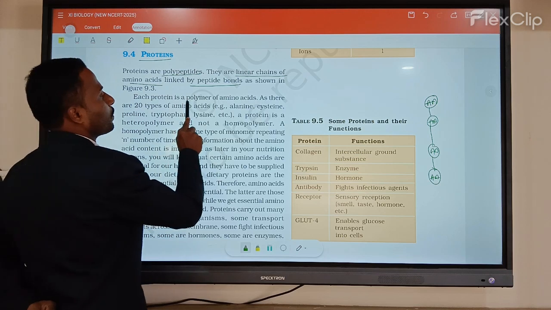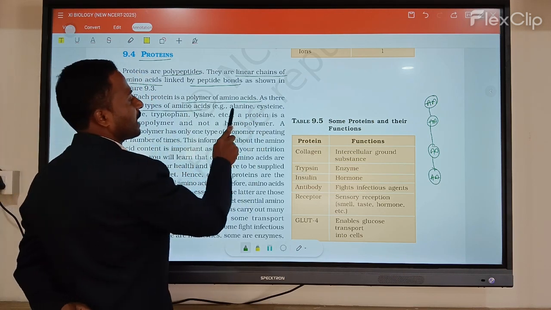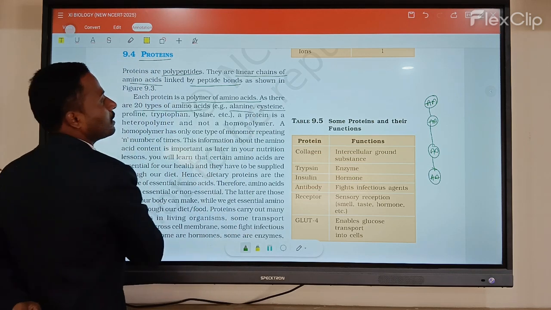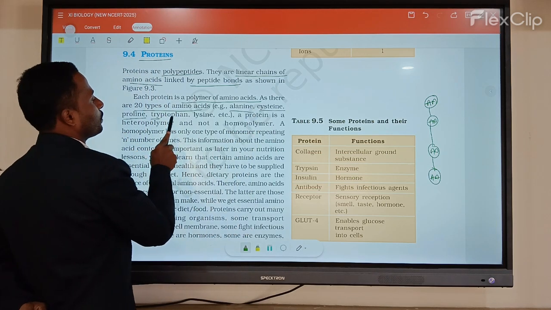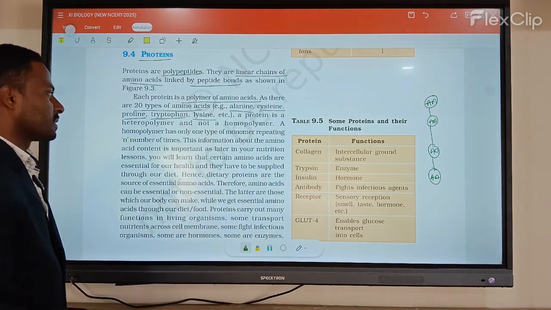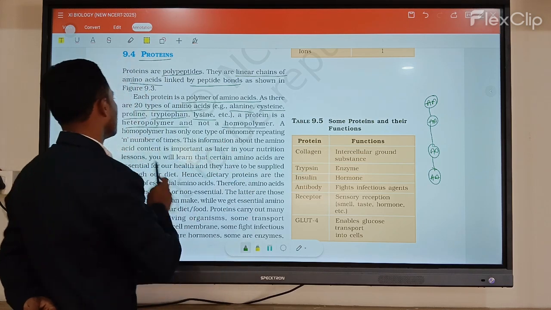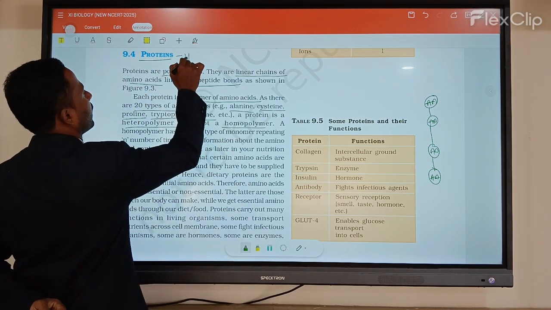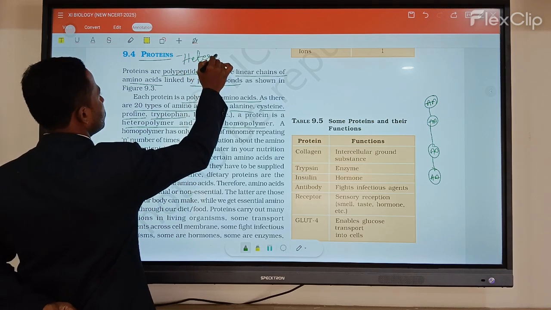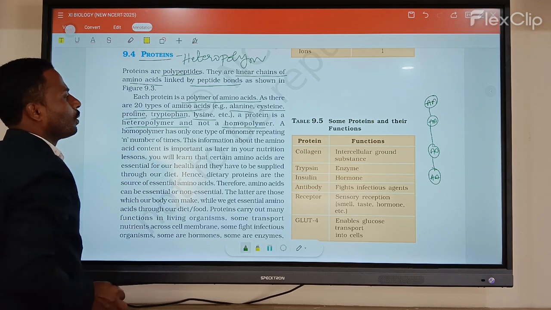The entire protein is a polymer of amino acids. There are 20 types of amino acids present, like alanine, cysteine, proline, tryptophan, lysine, etc. So 20 different types of amino acids are present. The protein is a heteropolymer and it is not a homopolymer. So mostly, protein is a heteropolymer, not a homopolymer.